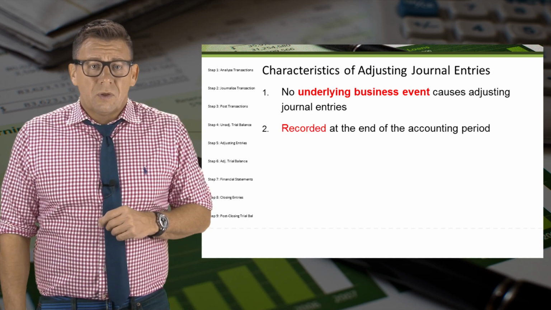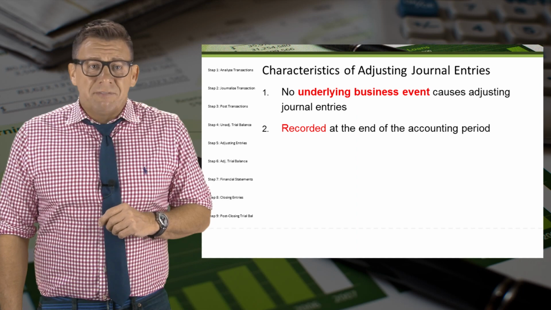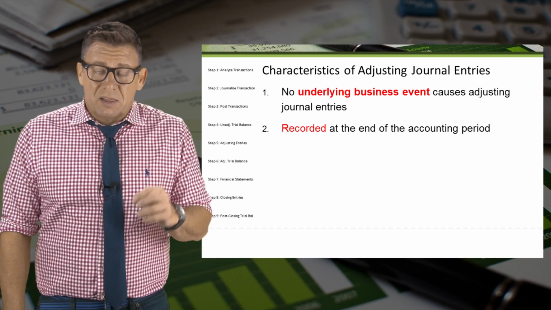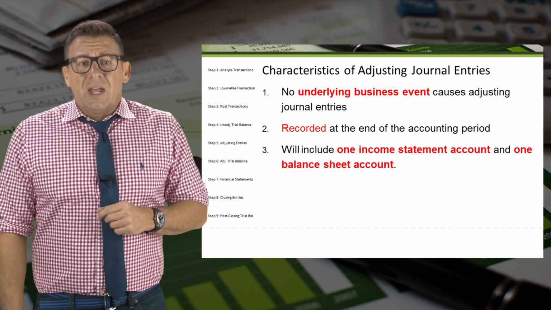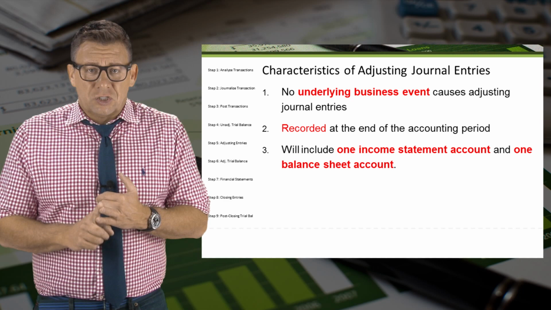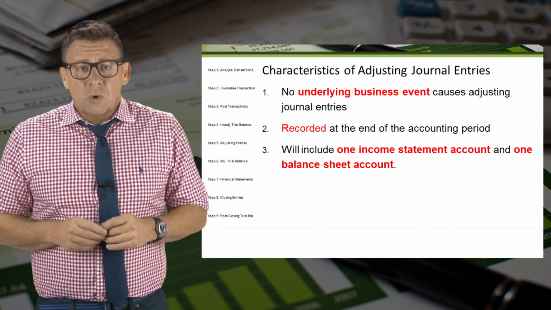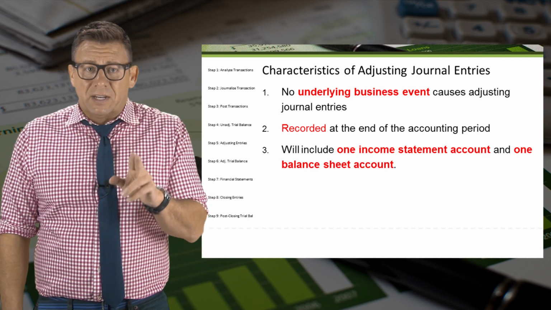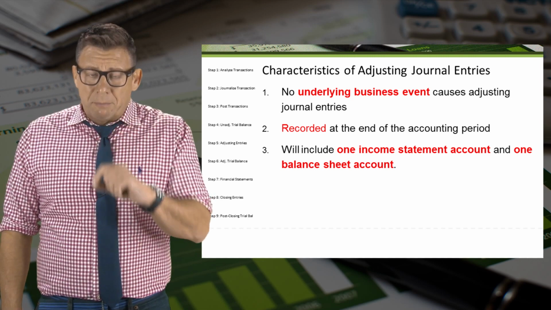They are recorded at the end of the accounting period, so adjusting journal entries will be dated at the end of the month. They will always include one income statement account and one balance sheet account. Again, this requires some critical thinking, but you can usually figure out the accounts affected by an adjusting entry by remembering this.